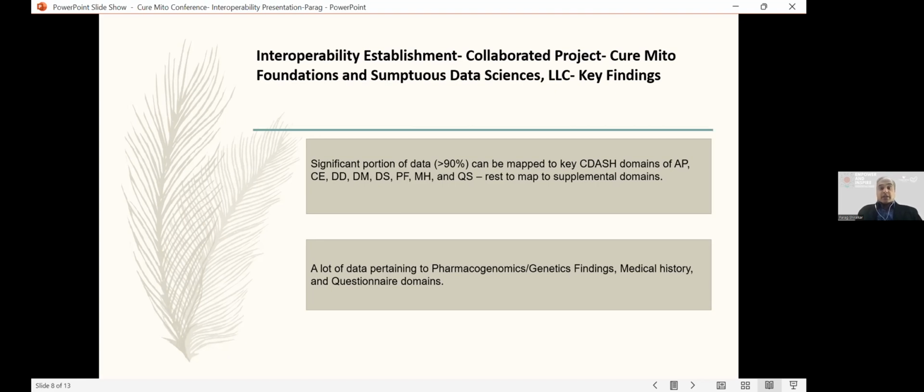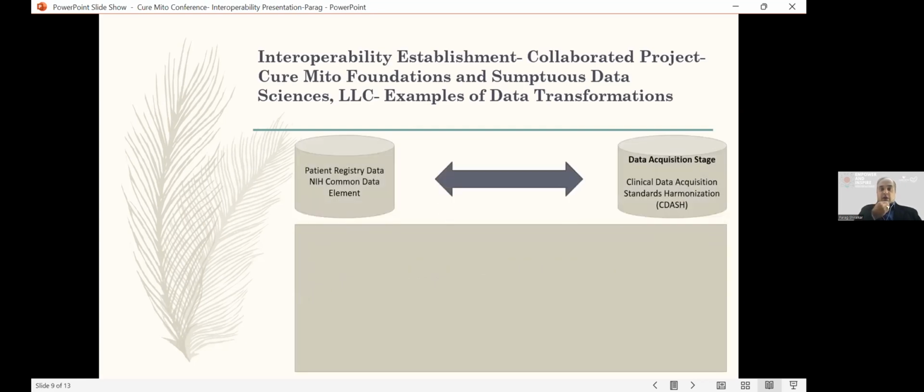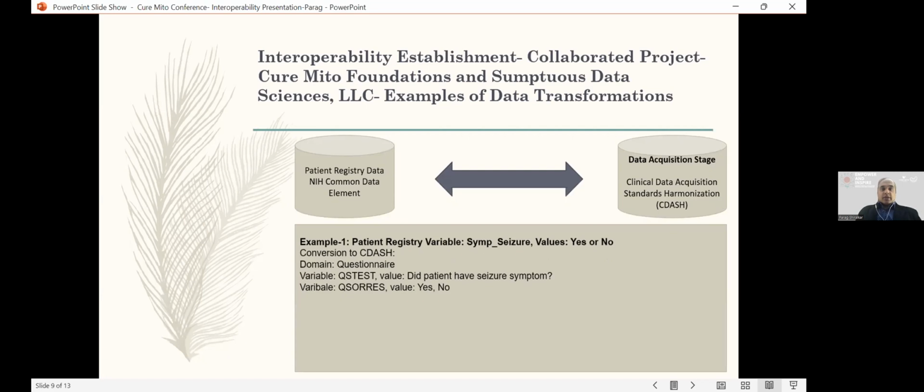Another important finding is that a lot of data pertaining to pharmacogenomics and genetic findings, medical history and questionnaire domains is what we find in registry. So here is some example of what exactly we mean by establishing interoperability and how the data gets mapped from NIH common data elements in patient registry to the CDISC based C-dash standards. So here is the first example.